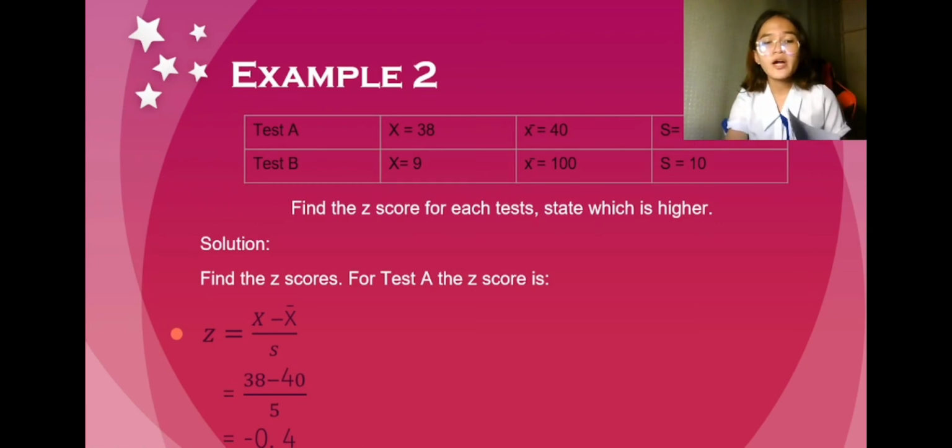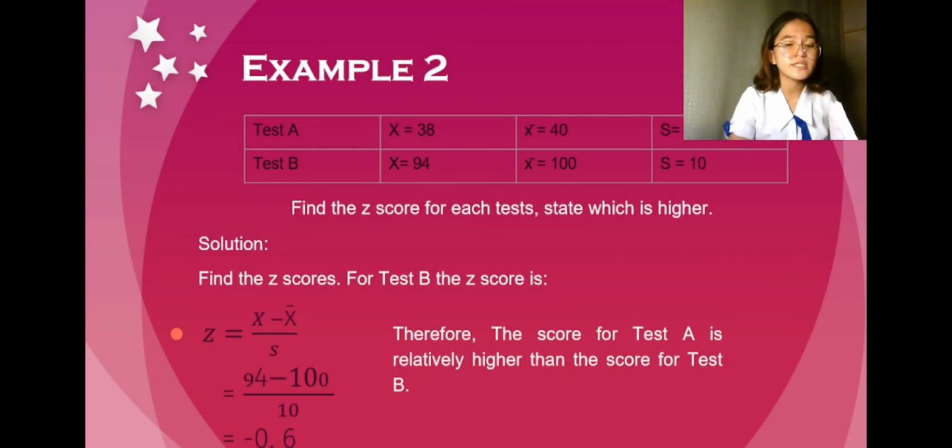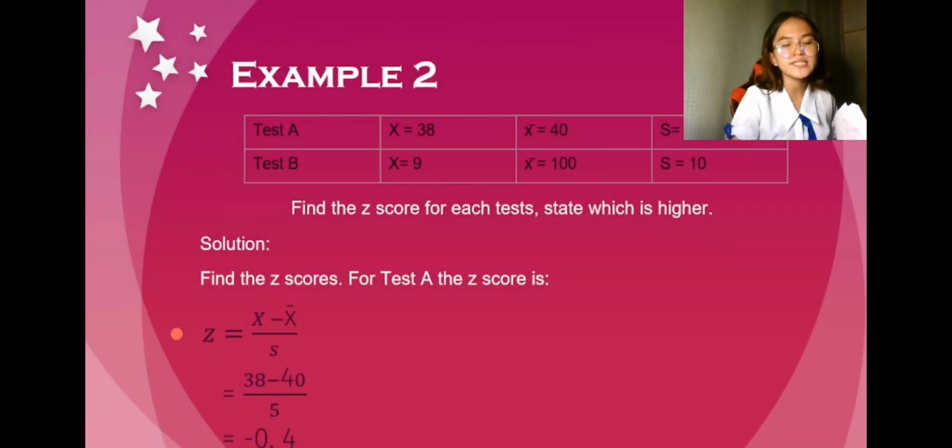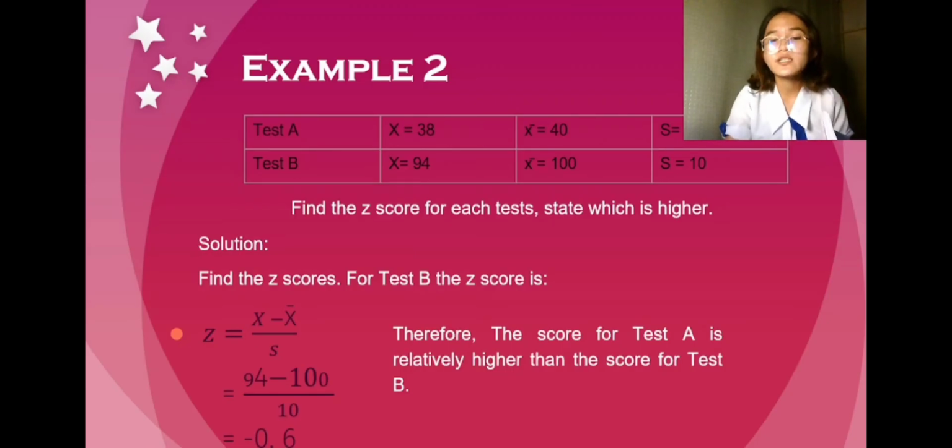Negative 0.4 or negative 0.6? Of course, test A, which is negative 0.4. Therefore, the score for test A is relatively higher than the score for test B.